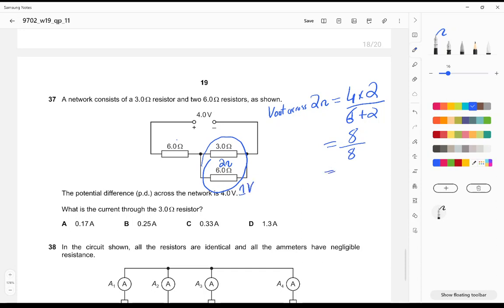So 1 volt remains the same on both these resistances over here. So the target is to find the current over here. So I is equal to 1 volt divided by the resistance, which is 3. So 1 over 3 is equal to 0.3333 amperes. So C should be the right answer.